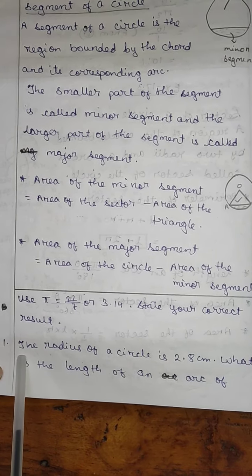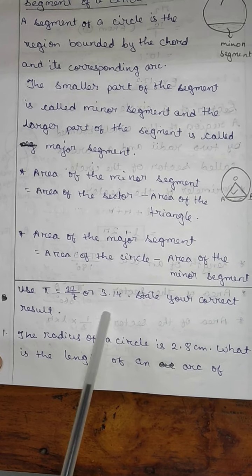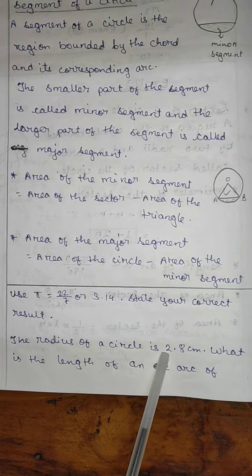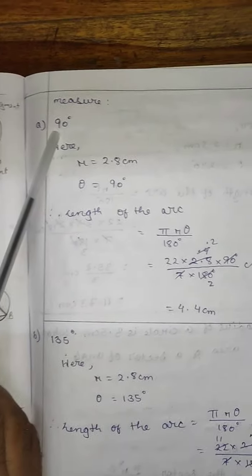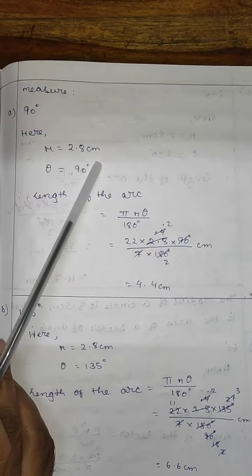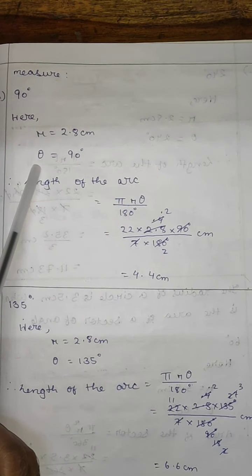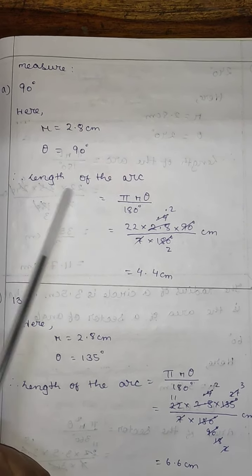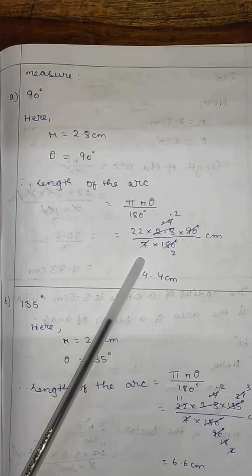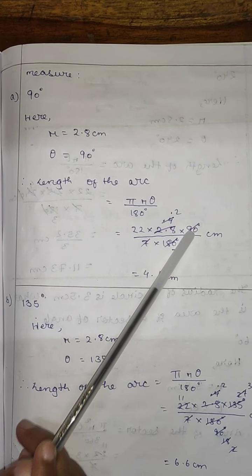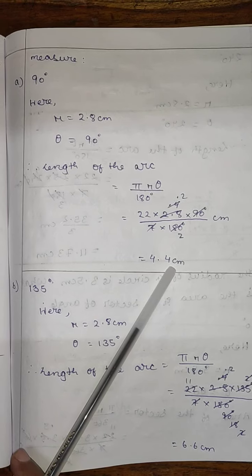Now we'll start question number 1. Pi we can use as 22 by 7, or 3.14 if necessary. The radius of a circle is 2.8. What is the length of an arc if the angle is given as 90 degrees? So here radius r is equal to 2.8 centimeter. The angle we mark by theta, and to represent the angle we are using this 90 degree. So length of an arc is pi r theta by 180 degree. Pi is 22 by 7, radius 2.8, theta 90 by 180. After cancellation the answer is 4.4 centimeter.